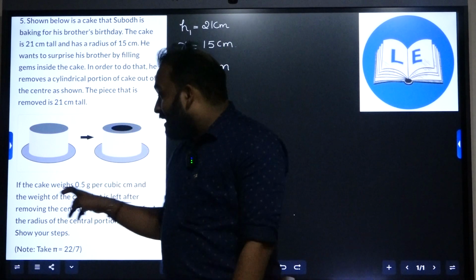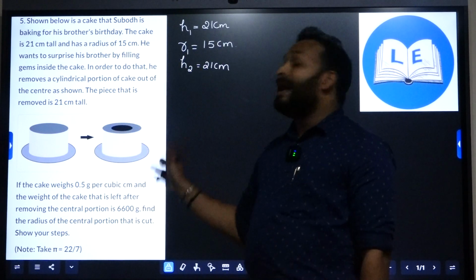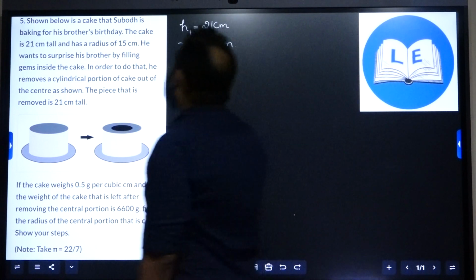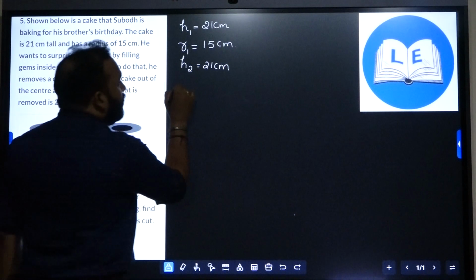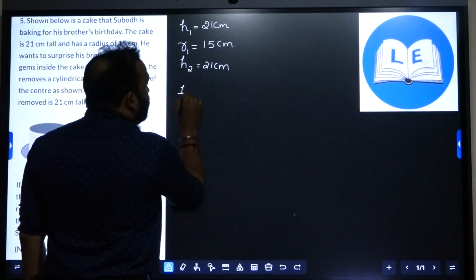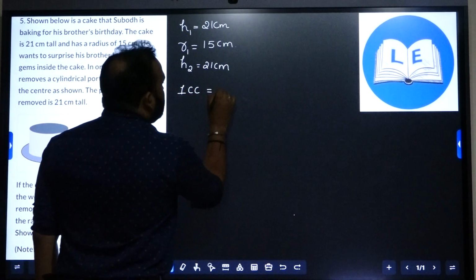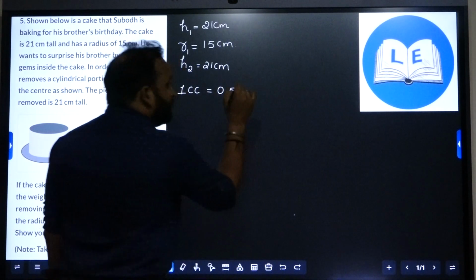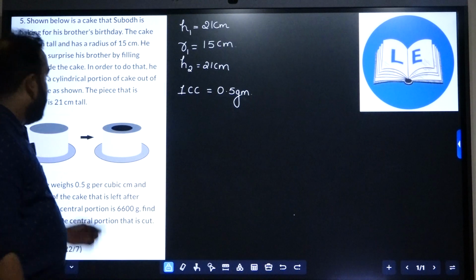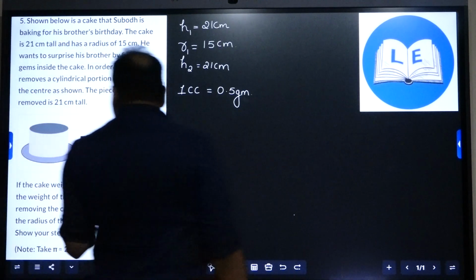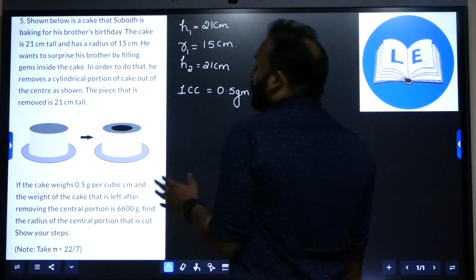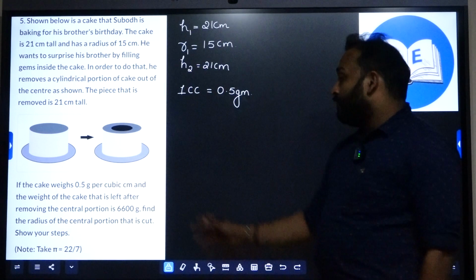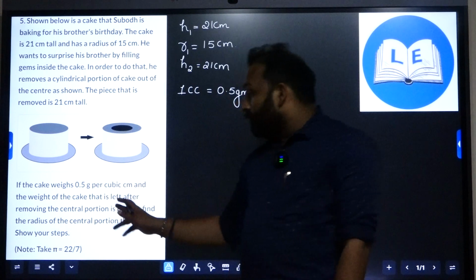Now, if the cake weighs 0.5 gram per cubic centimeter, how do we note it down? 0.5 gram per cubic centimeter. So 1 cubic centimeter is 0.5 gram. Remember this, children, this is very important for us, okay? And the weight of the cake that is left after removing the central portion is 6,600 grams. The weight of the cake after removing the central portion.